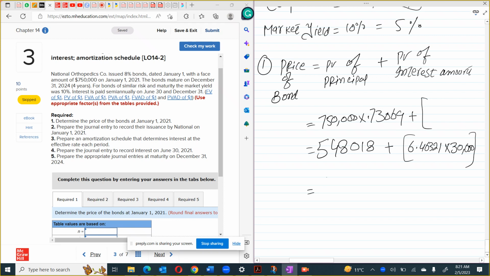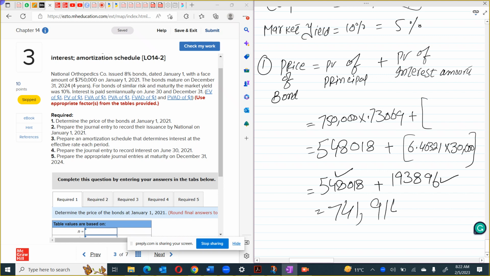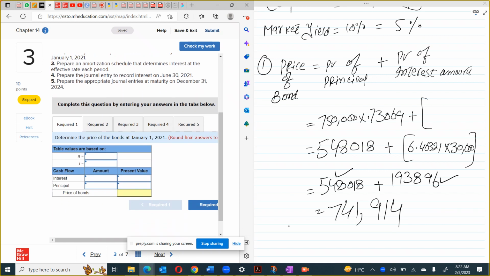So it is 548,018 plus the interest amount is 193,896. So this is the present value of interest. This is the present value of principal. What I will do, I will add both of these. This is equal to the bond price. Add them. So it is 741,914.